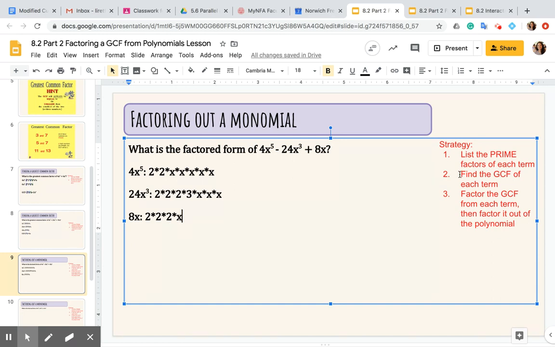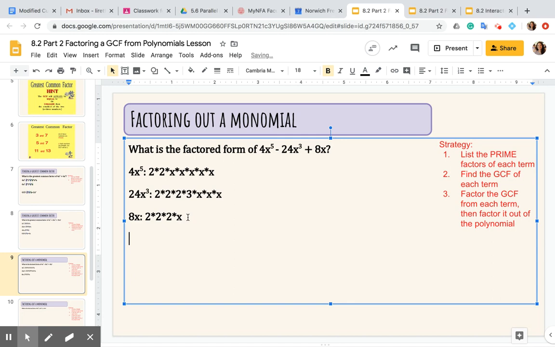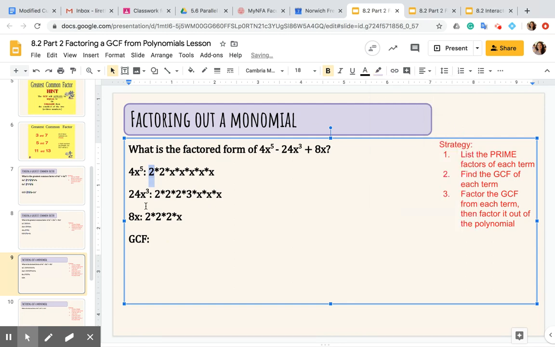Now, step 2, find the GCF. Okay. Well, my GCF is going to be the terms that all of these have in common. I have a 2 here, a 2 here, and a 2 here. So let's see. I'm going to do purple.